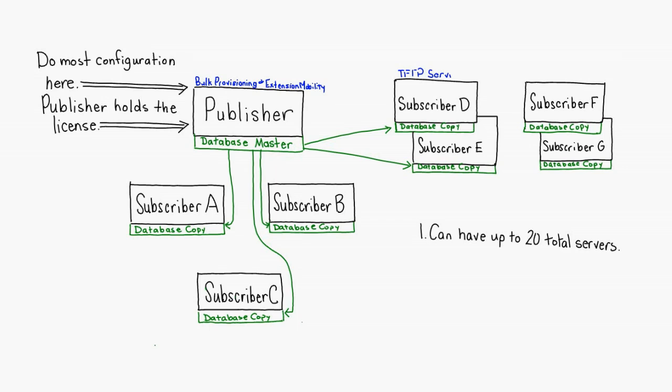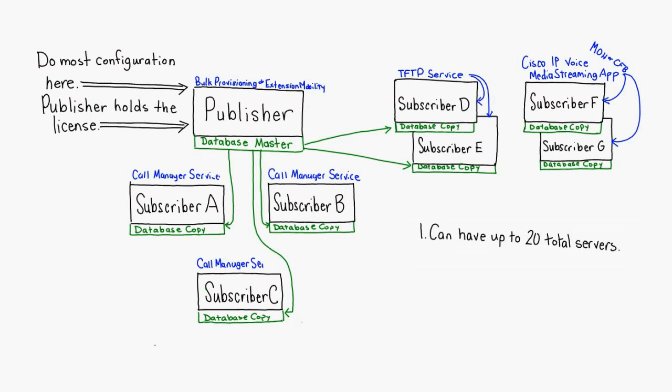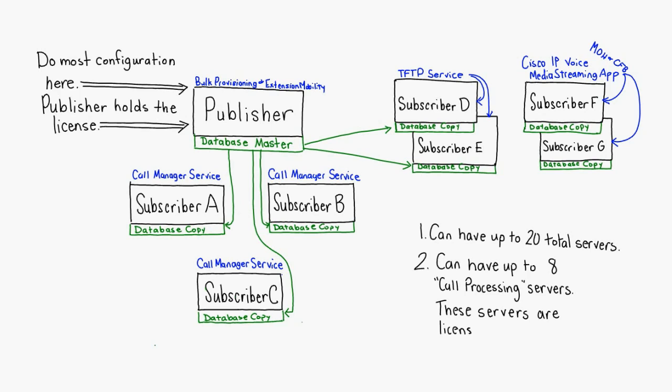We can activate the TFTP service on subscribers D and E so they can serve up files. Then we can activate the Cisco IP Voice Media Streaming app to create music on hold and software conference bridge resources. We can activate the Cisco CallManager service on subscribers A, B, and C so that they can do call processing. We can have up to 8 call processing servers in a cluster. These servers are licensed. Be sure you get enough CCM node licenses.